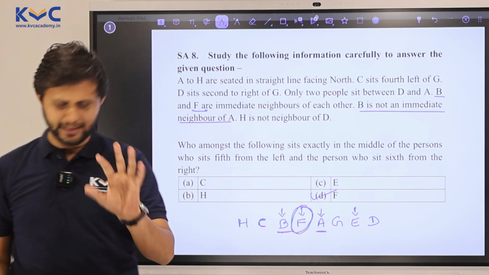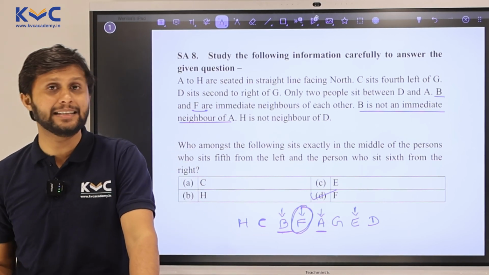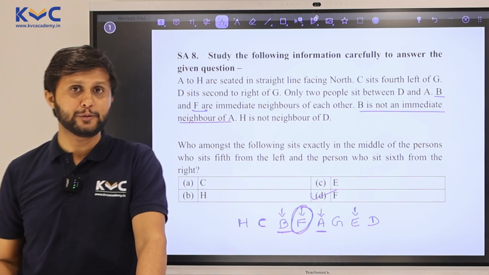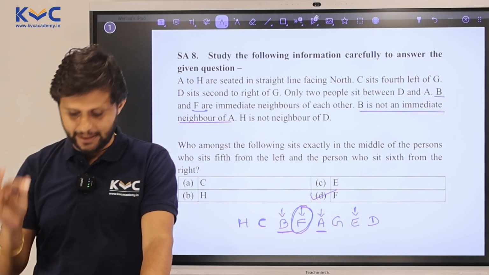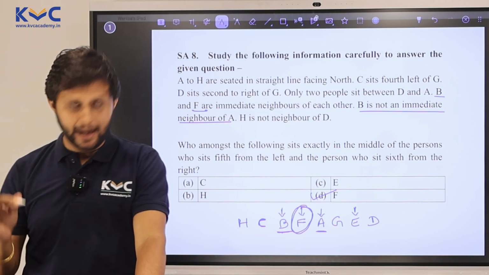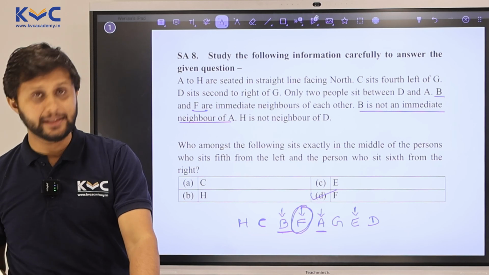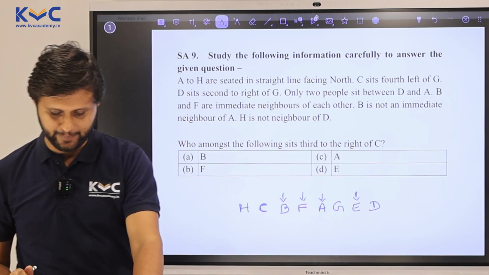Correct? Okay. I'll just read that again just to understand what they're saying. Who amongst the following sits exactly in the middle of the persons? Who sits fifth from the left? Fifth from the left is A. Sixth from the right is B. And the middle person for that is F. Answer sorted. Option D, F is the right answer.